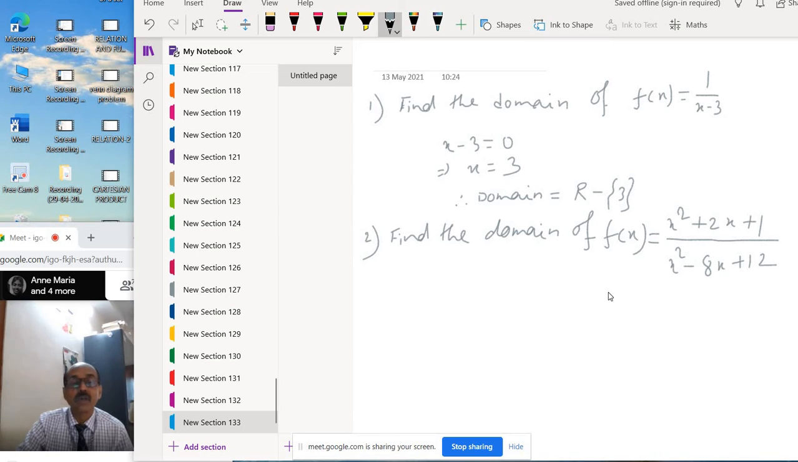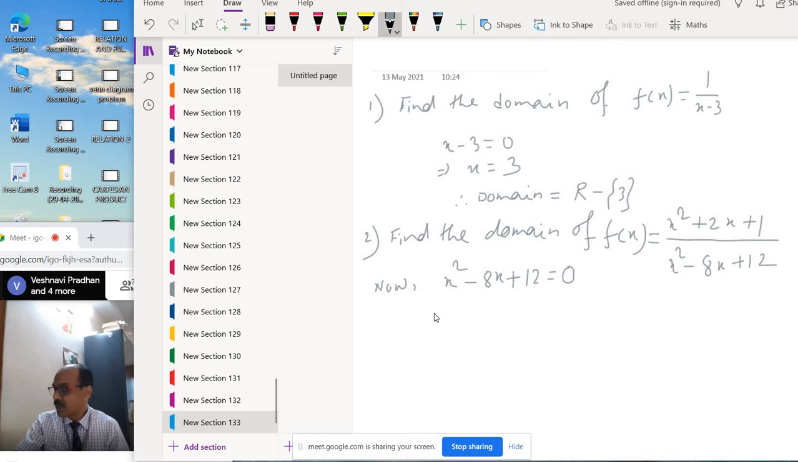So we have to find for what values of x the denominator becomes 0. For what values of x the denominator becomes 0. So when the denominator becomes 0, x square minus 8x plus 12 is equal to 0. Now, how to find x from this equation?